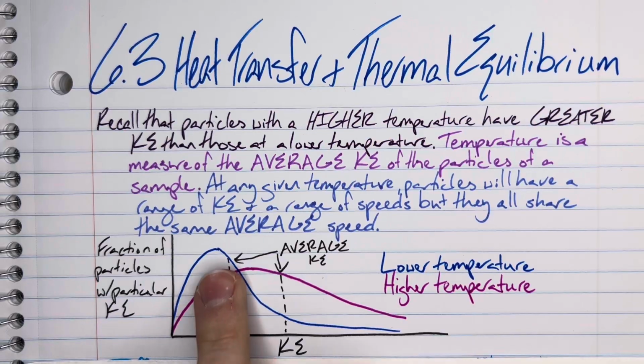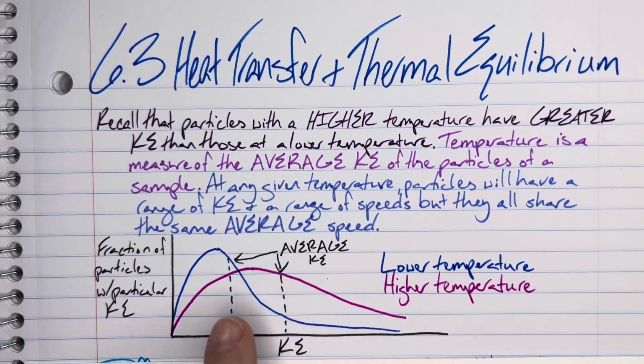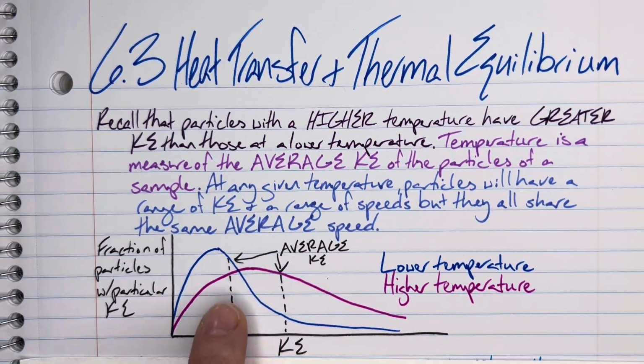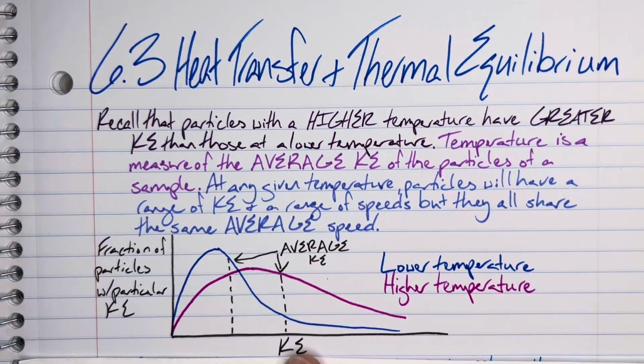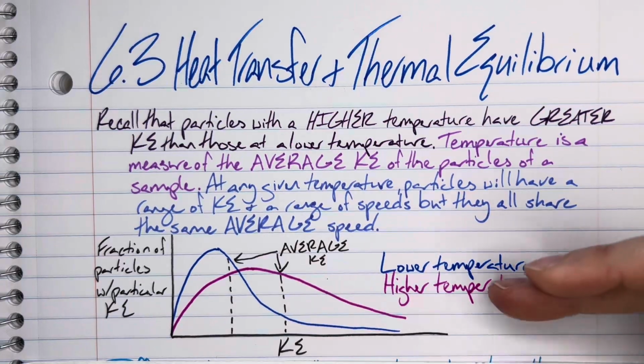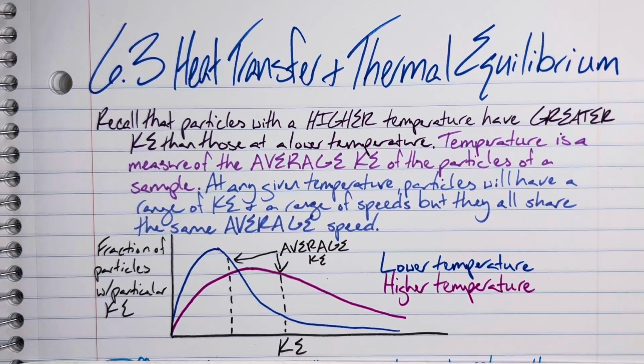As you see, for our sample with a higher temperature, our average kinetic energy is going to be higher than the sample of lower temperature. But you will see also that just because our average kinetic energy is higher for our higher temperature sample does not mean that the sample at a lower temperature does not have any particles that have that particular kinetic energy. So that's an important distinction. Our average is just that, an average. It doesn't mean that we don't have any particles that have a lower kinetic energy than the average or a higher kinetic energy than the average.